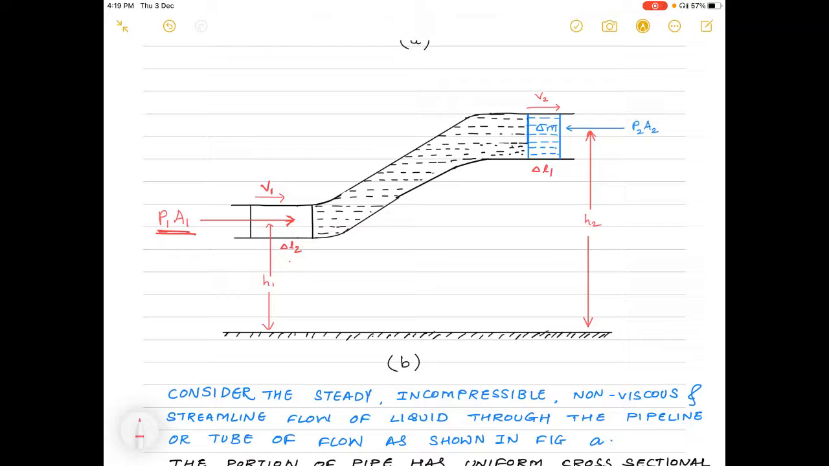The element moves from left to right, and it also rises from the height h1 to h2. We are pushing this element, which has mass delta m and length delta L1, towards the right hand side. When it is moving from left to right, it is rising from height h1 to h2. Also the length of that element is changing from delta L1 to delta L2, because the pipe is becoming wide on the right hand side.